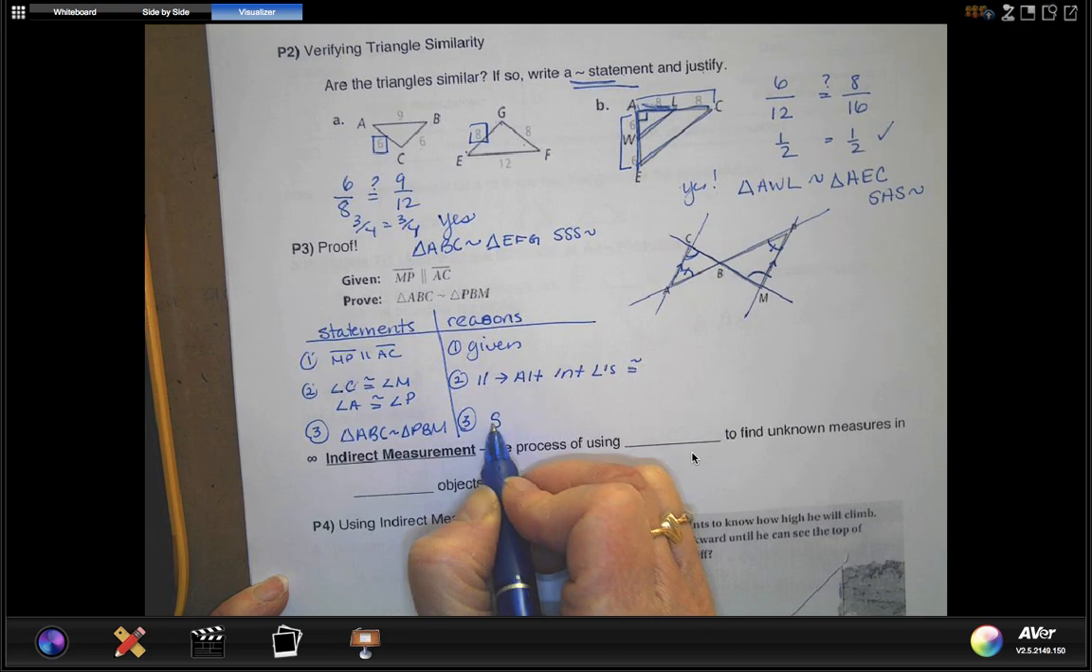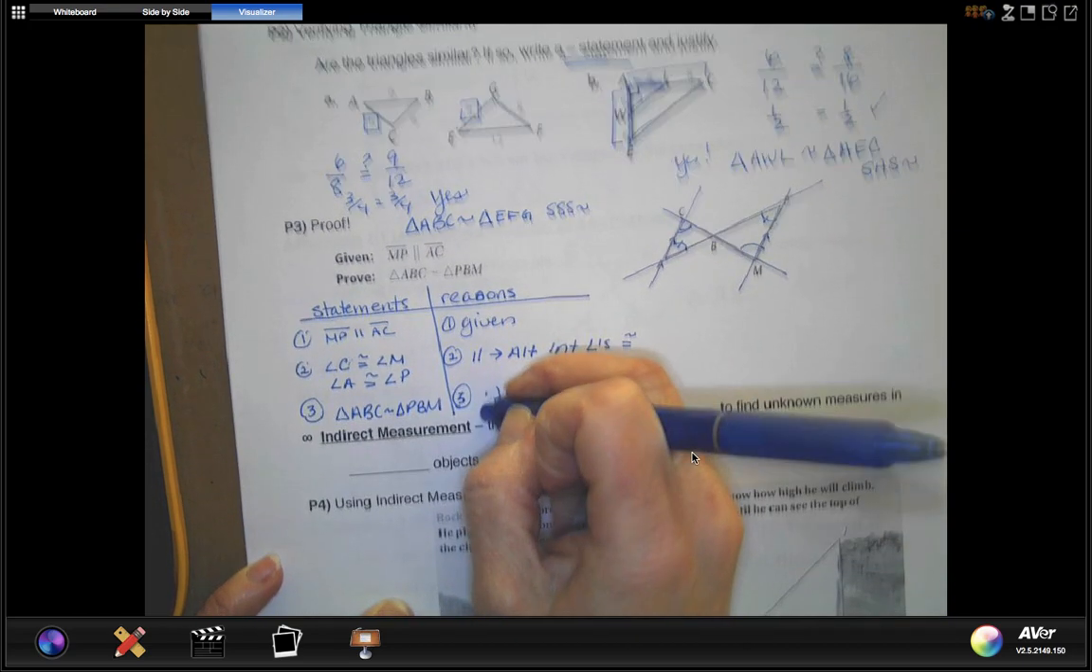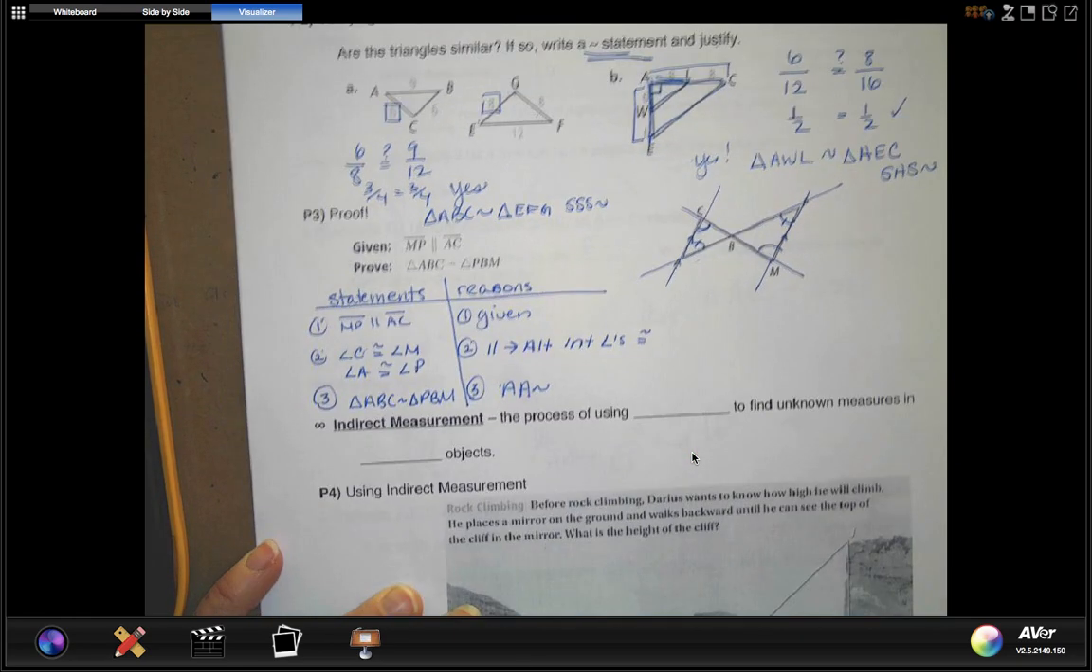I can say they're similar because of angle similarity. I didn't use this side at all. You could also throw in the vertical angle, but you still need one of these other pairs of angles from the parallel lines.